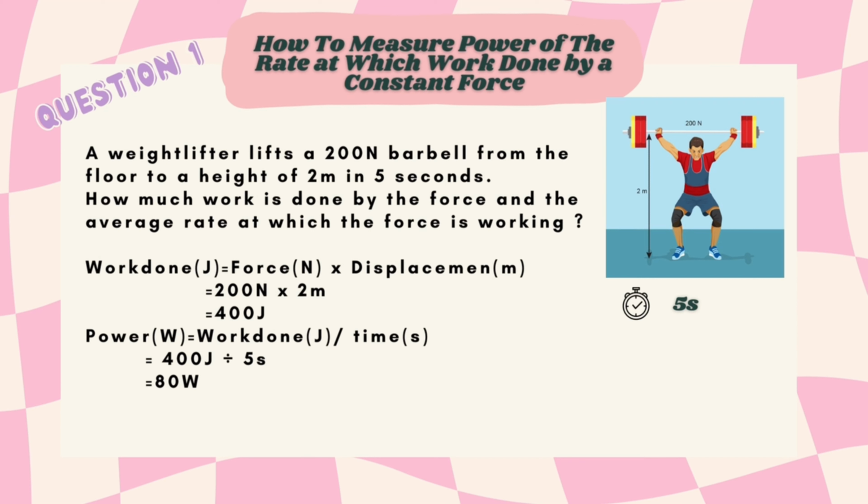First, we need to find the work done. It's equal to force multiplied by displacement. 200 Newton multiplied by 2 meters and we get 400 joules as work done. Then calculate the power. It's equal to work done over time. 400 joules over 5 seconds and we get 80 watts for the power.